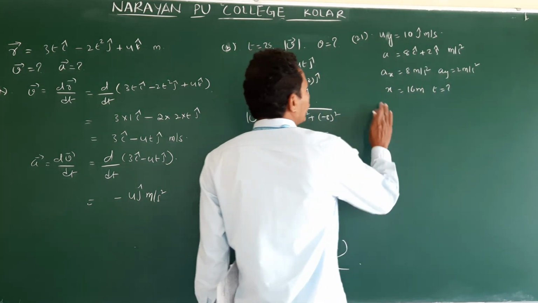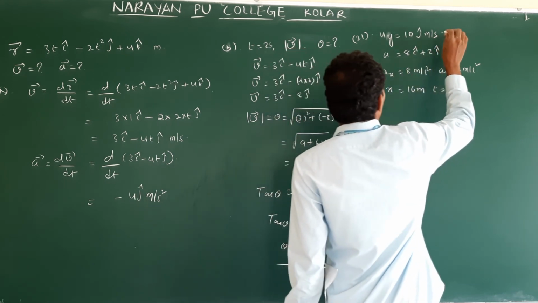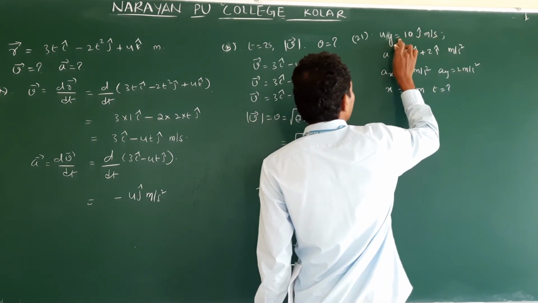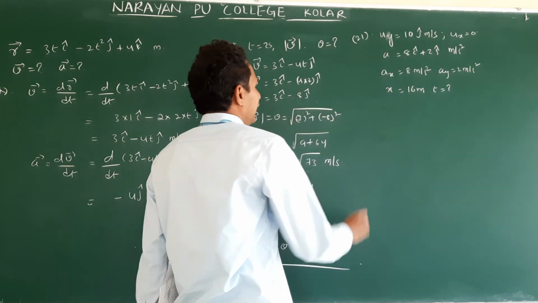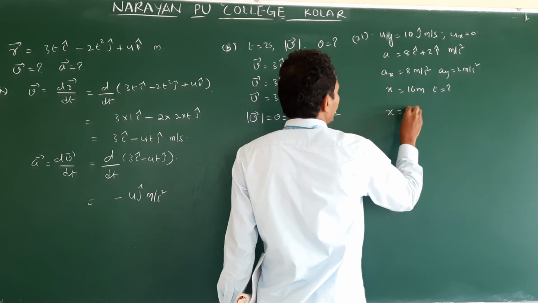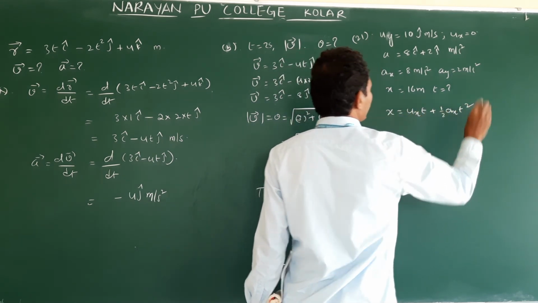Understand? Now, which formula to use? They have given displacement and acceleration, and the particle is starting along the y direction. So what is the initial velocity along the x direction? 0. Then x is equal to uxt plus half ax t square.